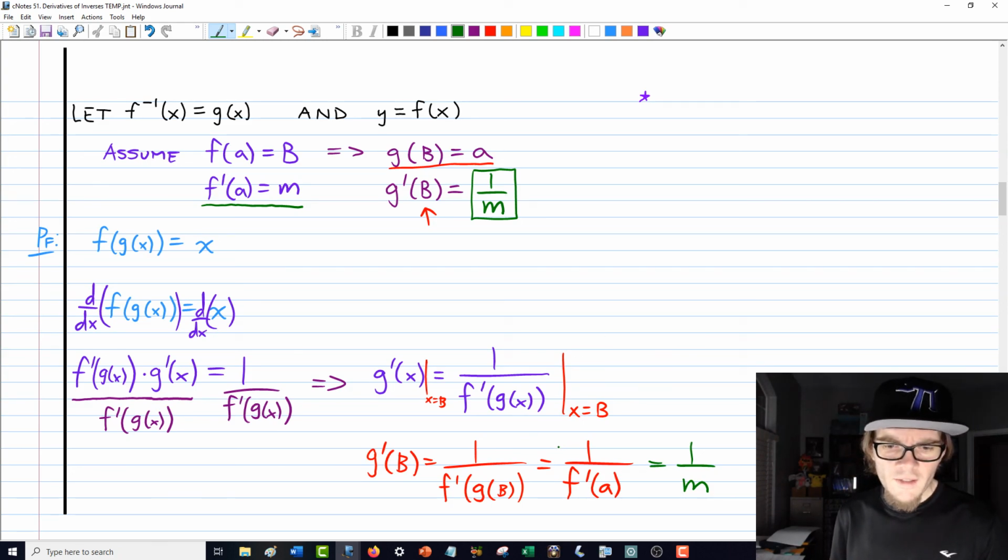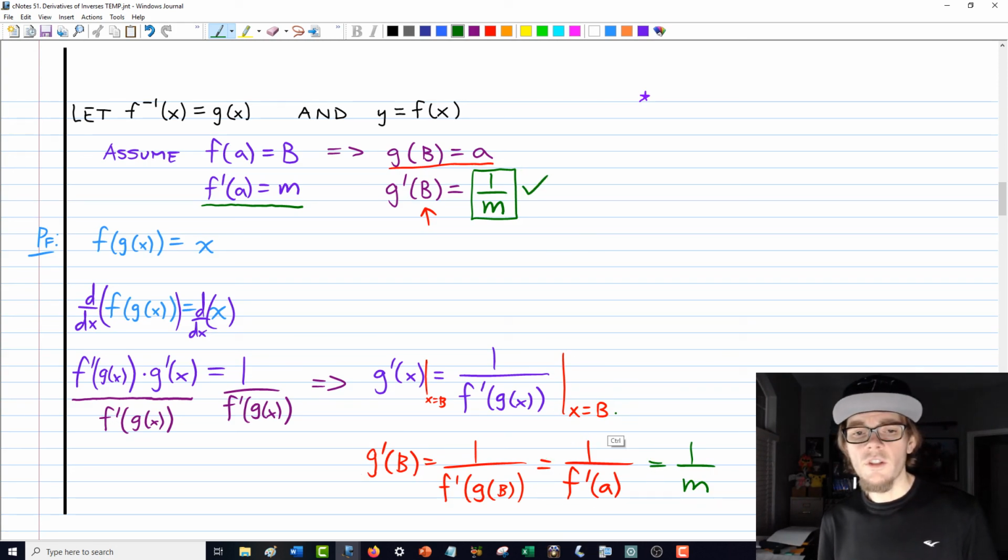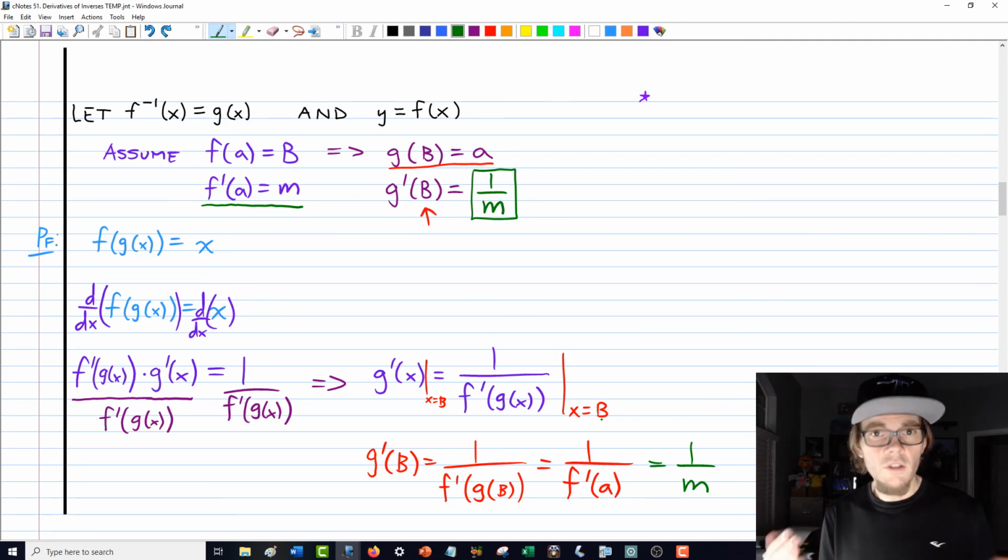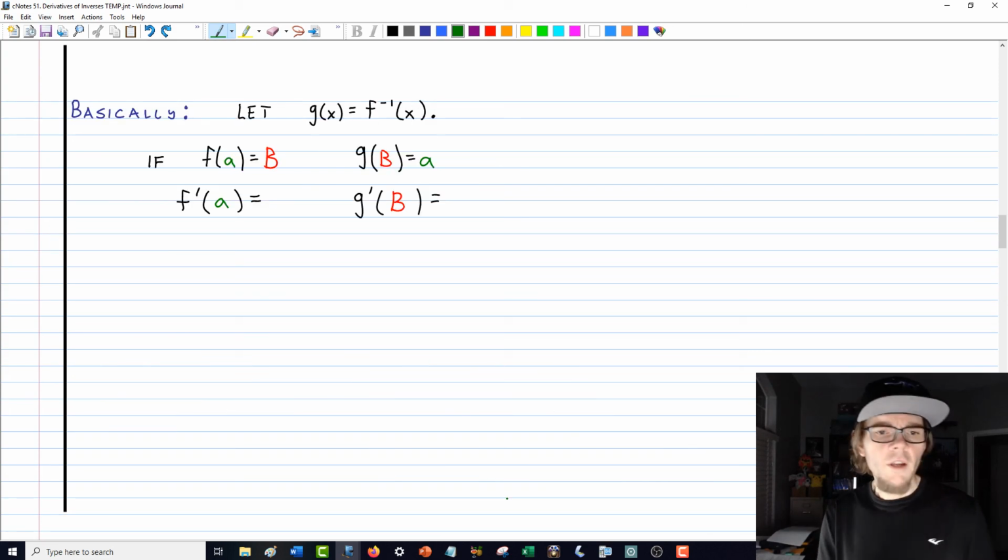I think typically this is expressed in this way. It basically says something along these lines. But really, this is the sort of relationship that we want. If you know the information about the original point and its slope there, you can just flip the slope at the corresponding point. As long as everything lines up nicely, everything's taken care of. And in fact, we're going to exploit this relationship in the work that we do with inverses when trying to compute their derivatives.